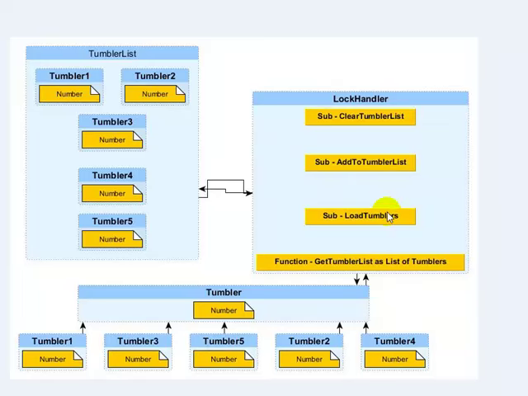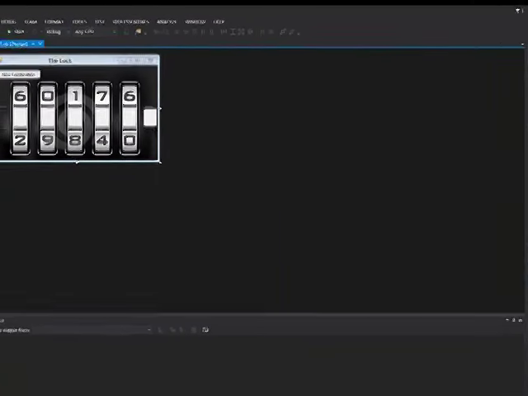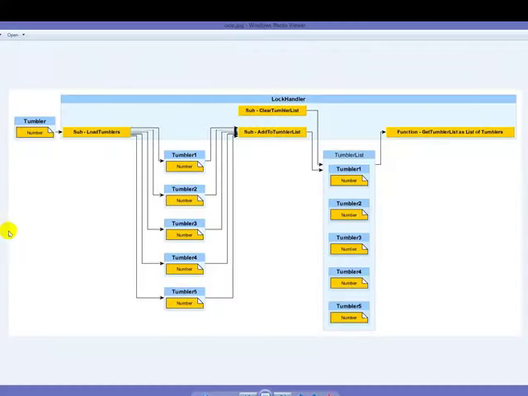We have a load tumblers, which essentially creates the tumbler. It would take a copy of the tumbler, create a new instance of it, and then assign values to the number property. And then we have a function for getting the tumbler list itself and sending it back to the program. Now, another way that I can show you how this works is more of a flow style.